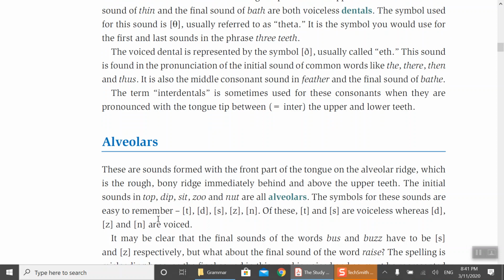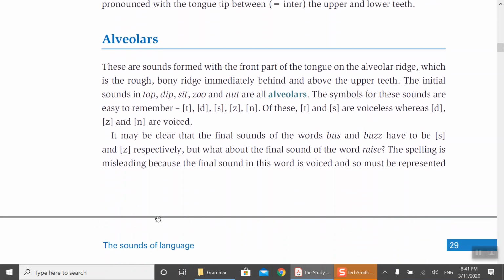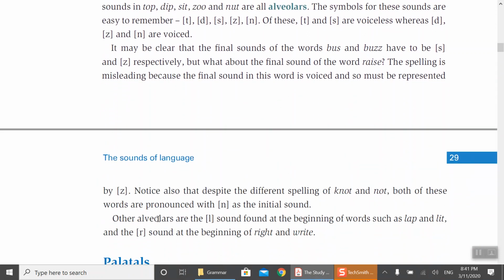All are alveolars. They are what? The place of articulation is what? Alveolars. The symbols for these sounds are easy to remember. T, D, S, Z, N. Okay. T and S are voiceless. D, Z, N are voiced. Yes, there is more explanation, you can read it.